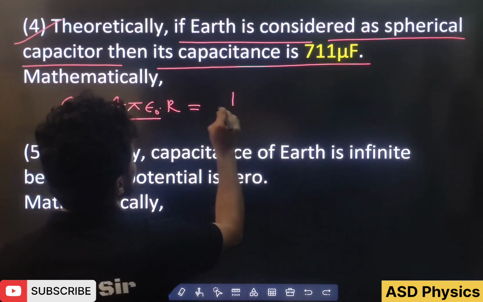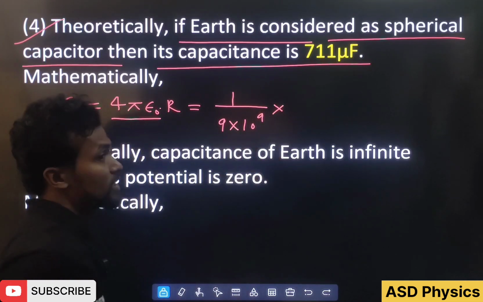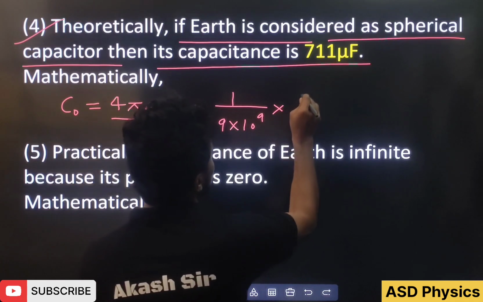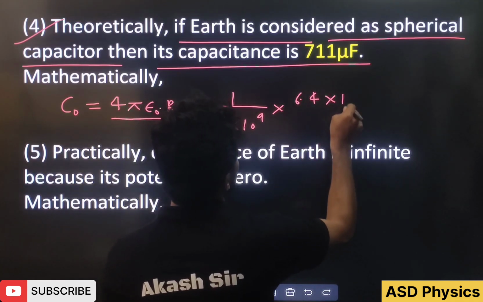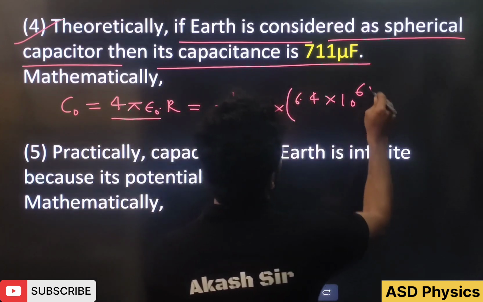4 pi epsilon naught, that means what will this be? 1 by 9 into 10 to the power 9. Radius of the earth, how much is it? 6400 kilometer, but if we write it in terms of meter, it is 6.4 into 10 to the power 6. So this is the radius of the sphere.